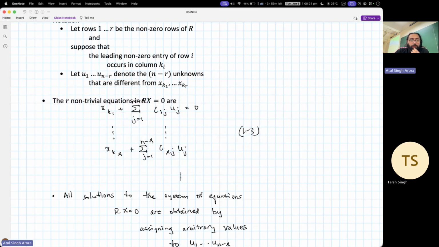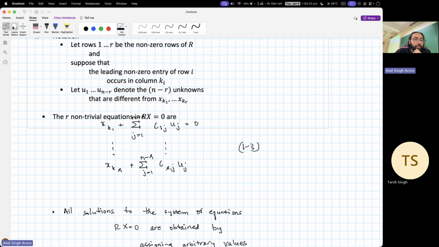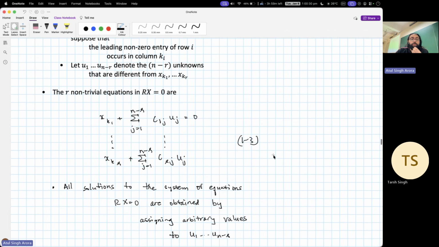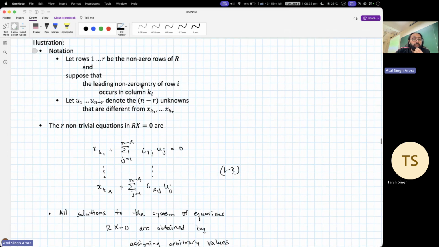Give me a second, I think I added some material and did not move this. Okay, so here what we are saying is that you're going to have r rows, where there would be a leading one, and a bunch of zeros afterwards. Corresponding to each one of these, there would be some x when you multiply it. Those we are calling x sub k1 to x sub kr.